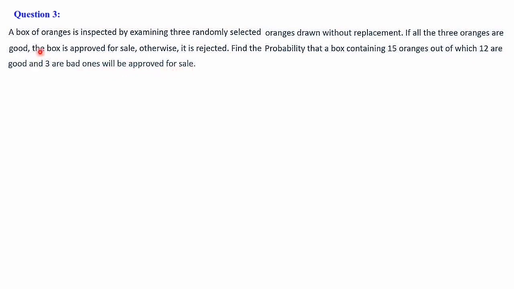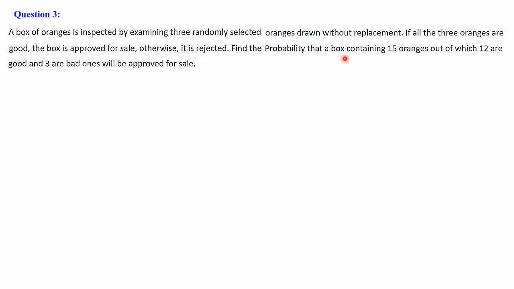So this is a practical question. A box of oranges is inspected by examining 3 randomly selected oranges. In a box there are oranges, and from there 3 oranges are randomly chosen without replacement. It means once an orange is taken, it will not be replaced. If all the 3 oranges are good, then only the box is approved for sale. Otherwise, it will be rejected.